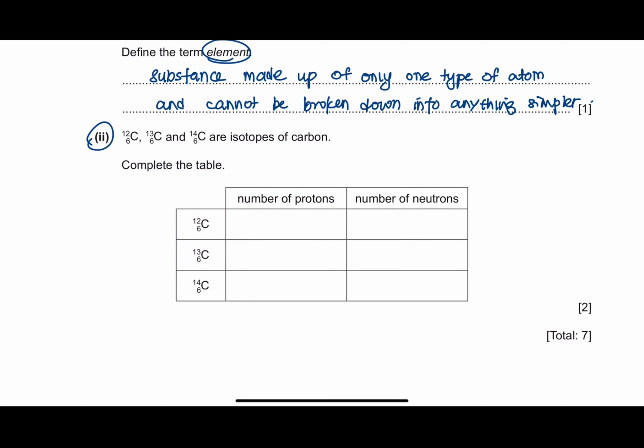Question 2. Carbon with 12 nucleon, 13 nucleon and 14 nucleon are isotopes. Complete the table. Now proton number is similar for all three. Neutron numbers are nucleon number minus proton. So 12 minus 6, you would get 6 neutrons here. 13 minus 6, you would get 7 neutrons here, and 14 minus 6, you would get 8 neutrons here.